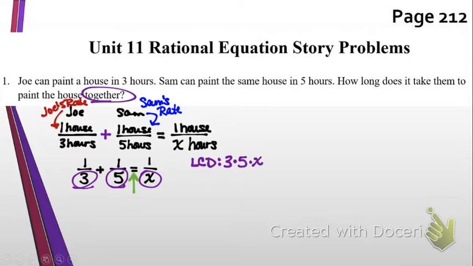I'm going to multiply every single fraction by this LCD. So I'm going to multiply my first fraction by 3 times 5 times x. Second fraction gets multiplied by 3, 5, and x. Third fraction, 3, 5, and x.